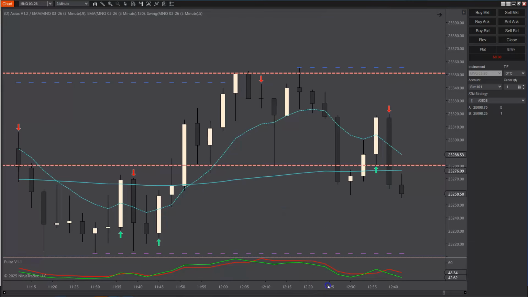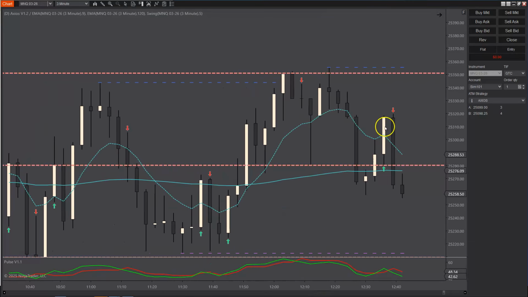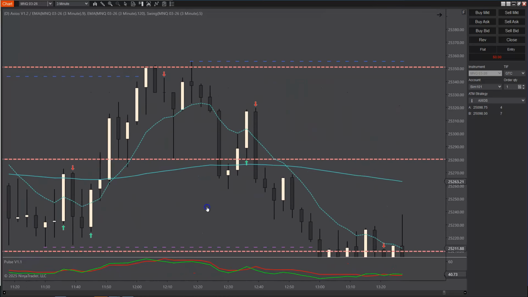So let's see if we can just zoom out and find another. See this red candle, or red arrow, underneath the 9 moving average.